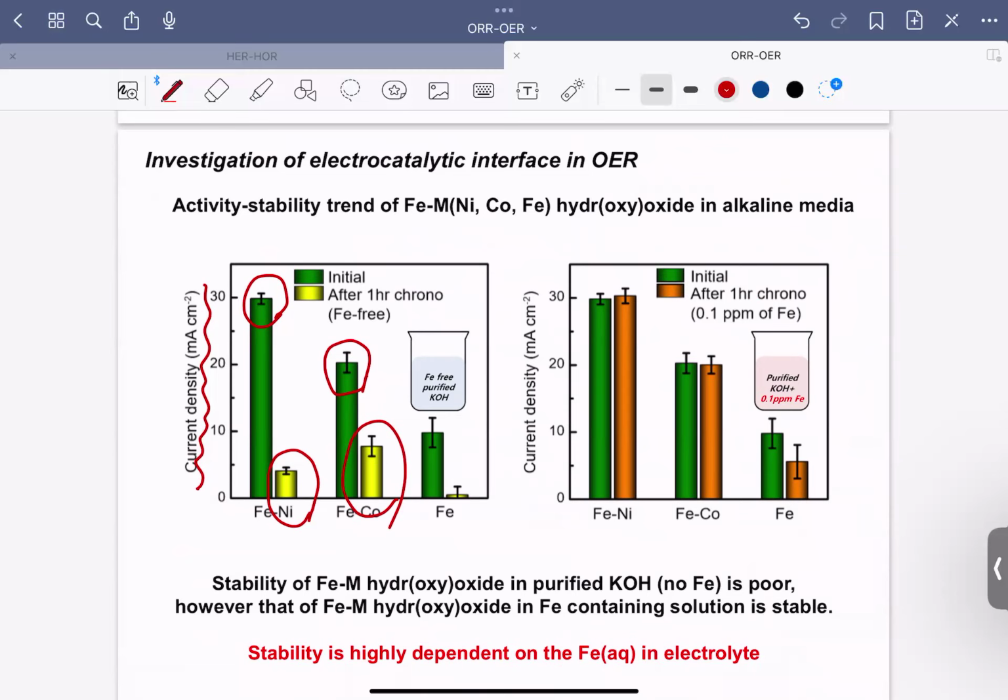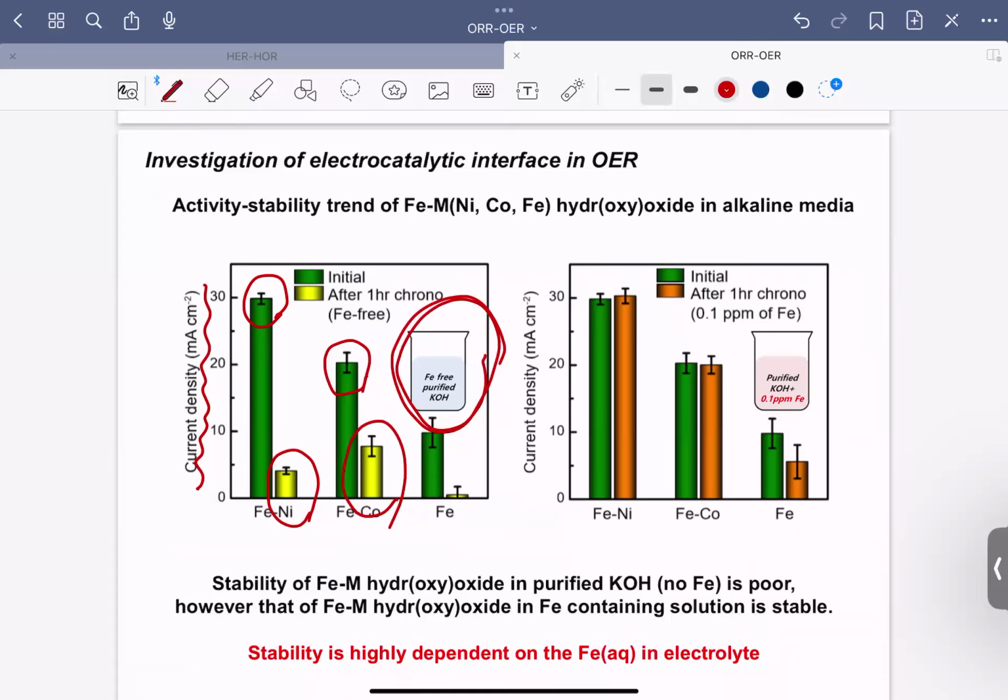And I realized that, as I shortly mentioned, at that time people were aware that a certain amount of impurity has a huge impact on the activity, right? So I spent almost 6 months preparing the iron-purified electrolyte. And I realized that nobody discussed stability analysis using purified potassium hydroxide, even though they figured out that iron is really impactful for the activity, right?